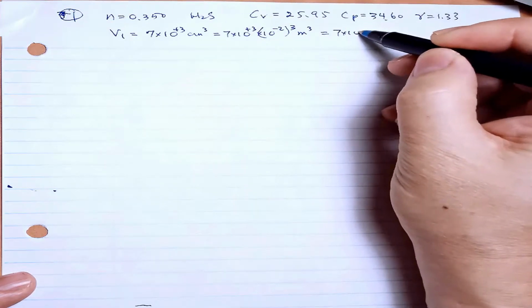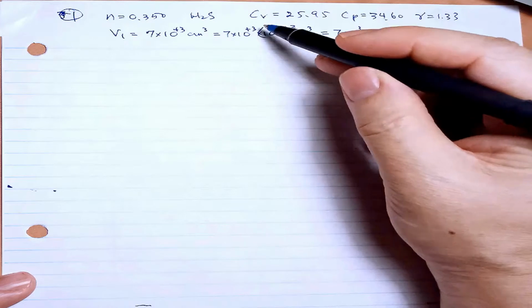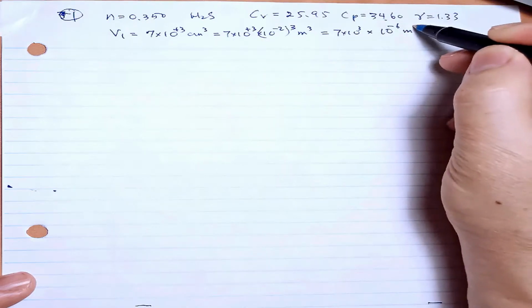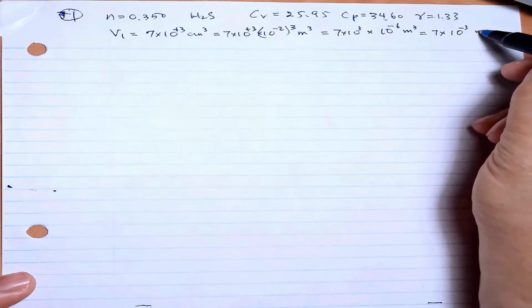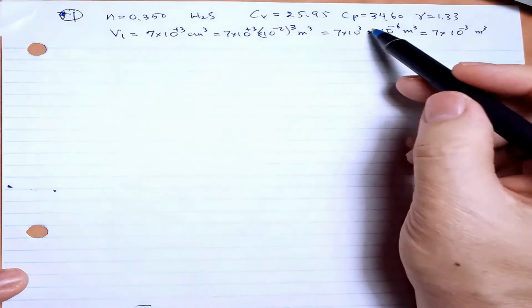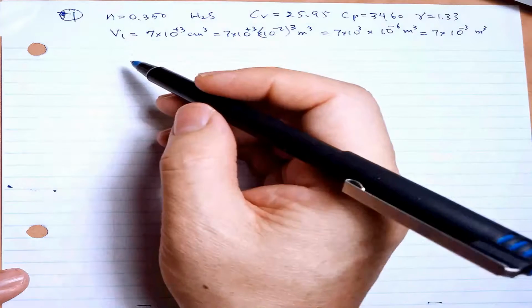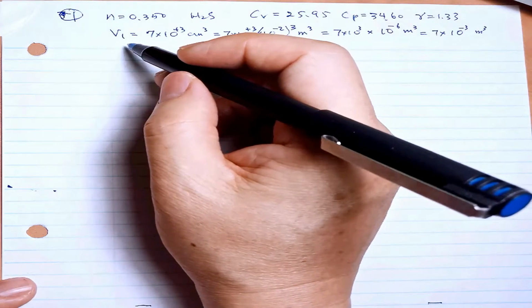Which is the same as saying 7 times 10 to the 3, and then just multiply any cubic centimeter by 10 to the negative 6 to turn it into a cubic meter. So this is the same as 7 times 10 to the negative 3 cubic meters. 10 to the 3 times 10 to the negative 6 is 10 to the negative 3. So that's the volume given.